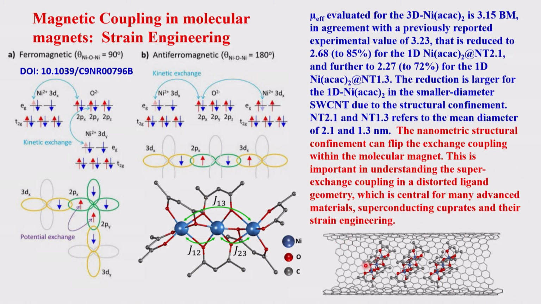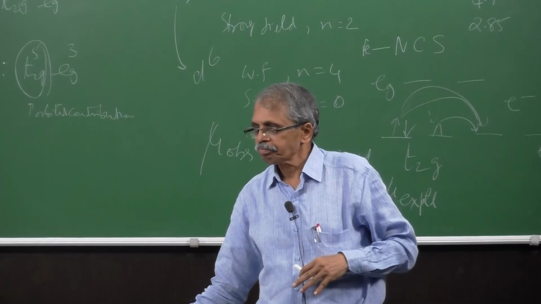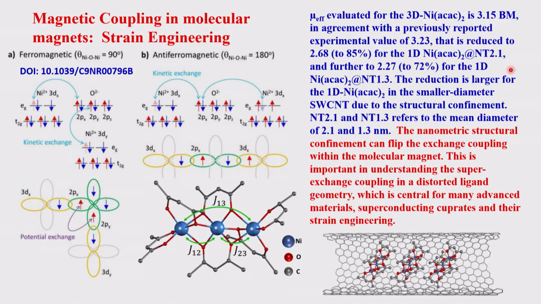This is a carbon nanotube. You put this compound on that. You dip in this, so the compound will get deposited on that, and then there is some kind of a geometrical adjustment in your compound. That is what is happening.